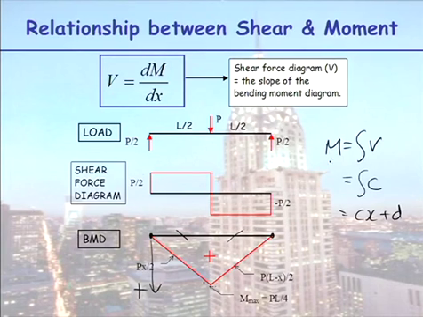Well, didn't we say the bending moment is equal to the integral of V? What does it actually mean? Area under the shear force diagram. What's that area here equal to? P on 2 times L on 2, PL on 4. That was the value we got for the maximum moment. How good is that?